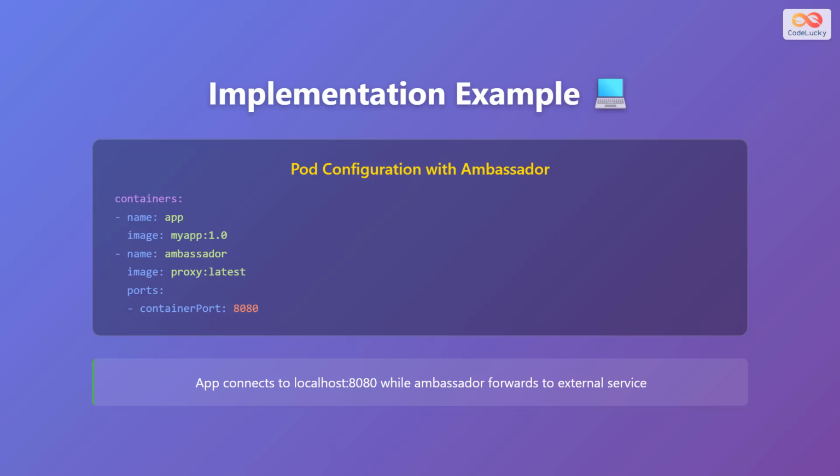Let's look at a simple implementation example. In your pod configuration, you define two containers. The first is your application container with name app using your application image. The second is the ambassador container with name ambassador using a proxy image. The ambassador exposes a container port, let's say 8080. In your application code, you configure it to connect to localhost port 8080. From the application's perspective, it's connecting to a local service. But the ambassador receives these connections and forwards them to the actual external service, handling all the networking complexity transparently. This simple configuration provides powerful abstraction.